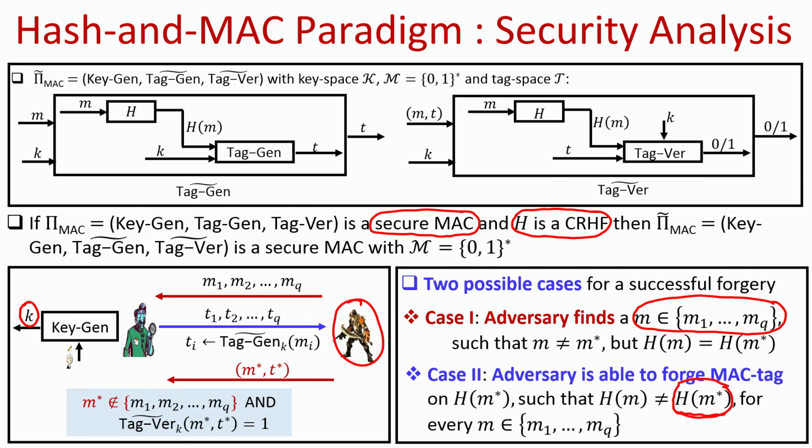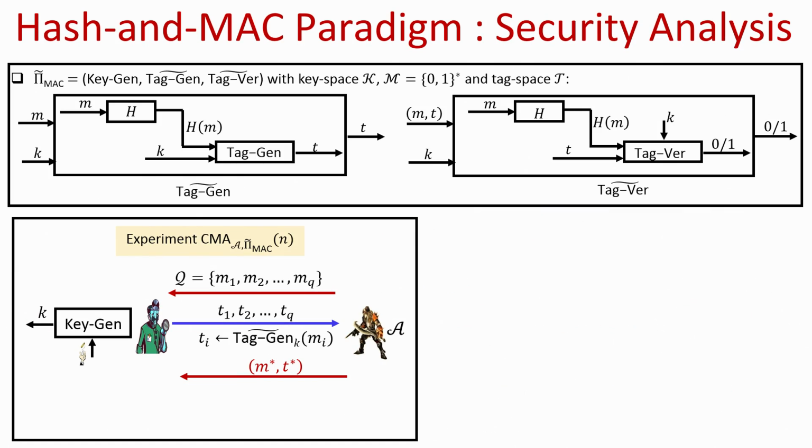So, these are the two possible cases under which the adversary, an arbitrary adversary against a composed scheme, could come up with a forgery. Now, what we are going to formally establish is that both case 1 and case 2 are going to be successful for any polytime adversary only with some negligible probability, right.